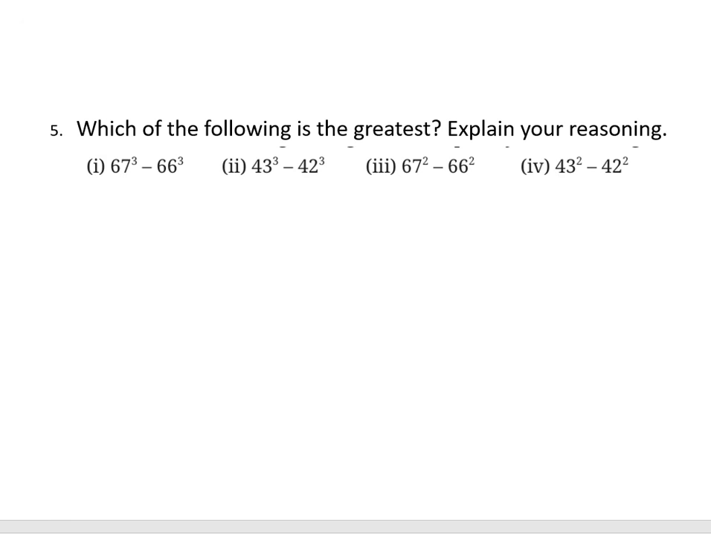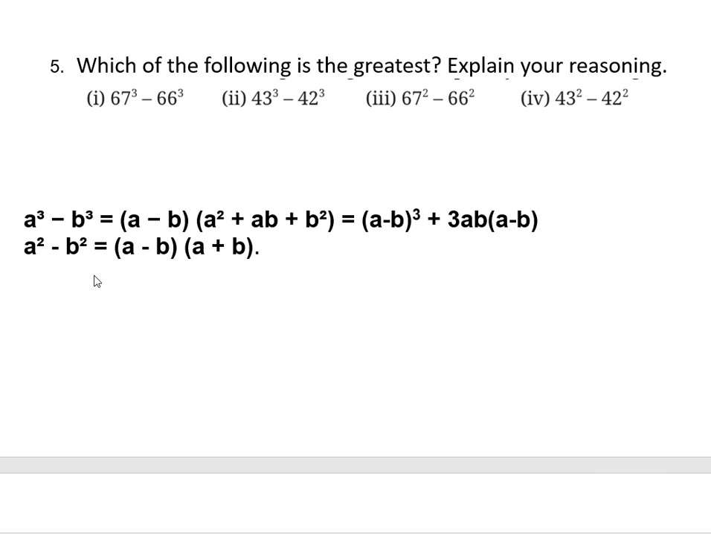Okay, now the last question of this figure it out section. Which of the following is greatest? Explain the reasoning. So there are four options, and we have to solve this. The first option is 67 cube minus 66 cube. It is in the form of a cube minus b cube. The second one is also in the form of a cube minus b cube. The third and fourth are in the form of a square minus b square. So we have to use the formula of a cube minus b cube and a square minus b square, do the comparison, and then give the answer.